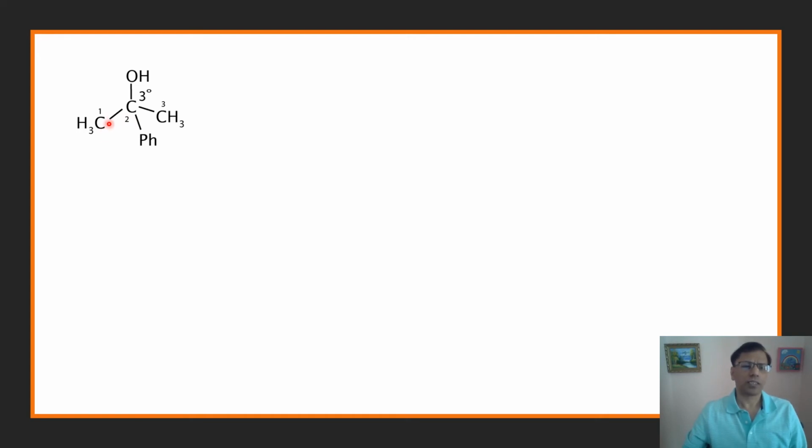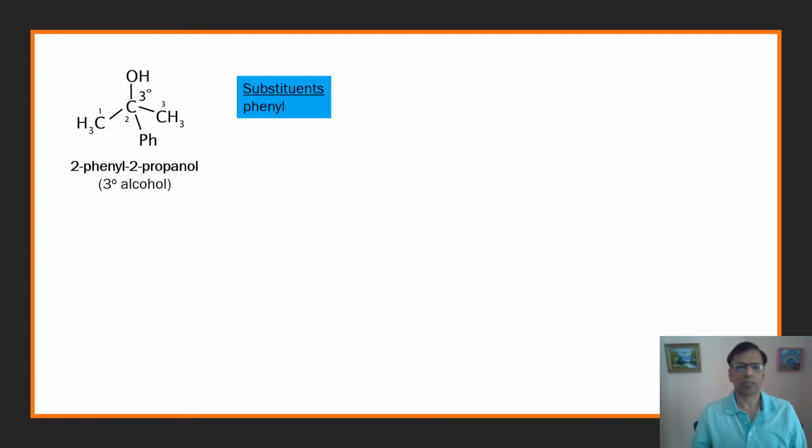So in this case, the numbering is 1, 2, and 3. You could also number it from here, 1, 2, and 3. It wouldn't matter. So the OH group is on carbon atom 2. Ph is the benzene ring. So whenever a benzene ring is attached to a parent chain, it's considered a substituent, and in this case, this is a phenyl substituent. So it's called 2-phenyl-2-propanol.